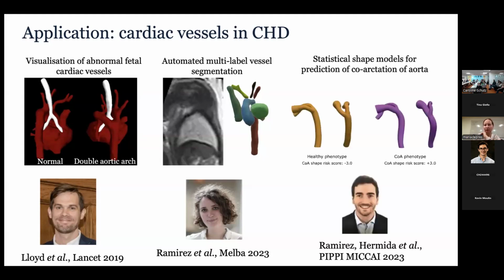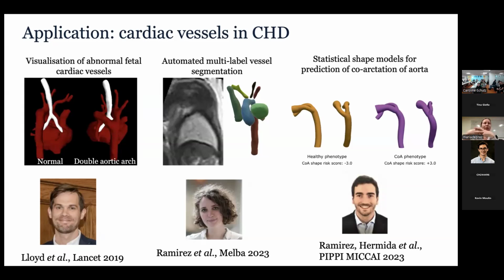And then also this is work through collaboration. I don't know whether you know Pablo Lamata, my colleague at King's, a professor. He works on cardiac modeling. And they've done a statistical shape model for prediction of coarctation of the aorta. So with coarctation, the aorta is topologically the same, but it doesn't have the same shape. It's a narrowing of the aorta.